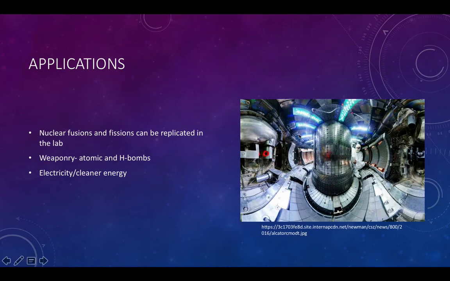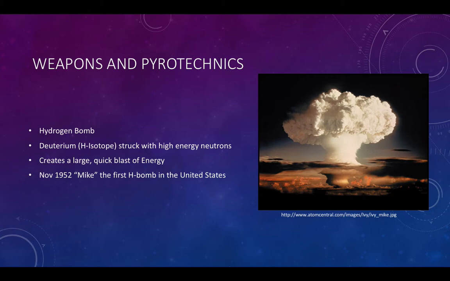Applications. The picture here on the right is a nuclear reactor for CERN. CERN is a science organization that studies a lot of particle and atomic physics. Nuclear fusion occurs in the core of the sun, but it can be replicated in the lab. Some applications are, of course, weaponry and electricity. What do I mean by weaponry? Well, the hydrogen bomb is a nuclear fusion reaction. How it works is that a deuterium atom, which I've mentioned is an H isotope, is struck by high energy neutrons. So it creates this large, quick blast of energy.